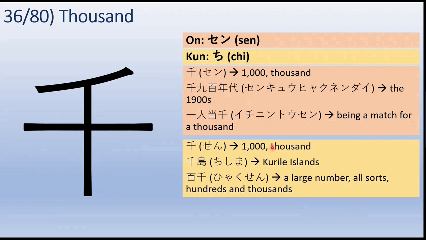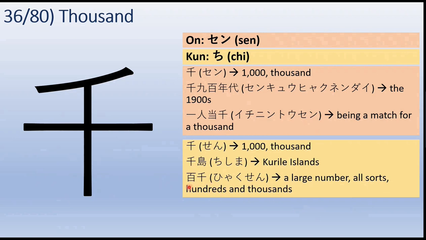In Kun'yomi, we have chi for 1,000. We have Chishima, which means the Kuril Islands. And then we have Hyakusen. Hyaku means 100 and Sen means 1,000. So 100,000, that is 1 lakh. It may also give the meaning of a large number, all sorts, hundreds and thousands.